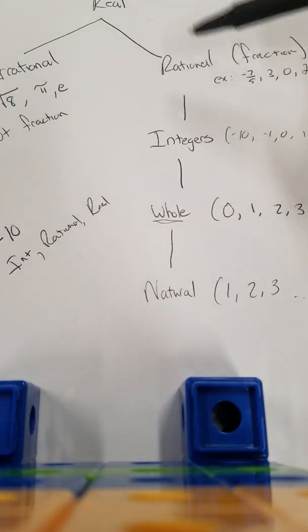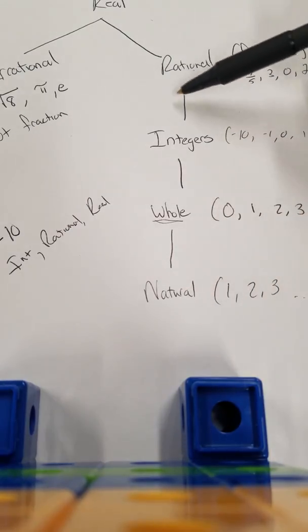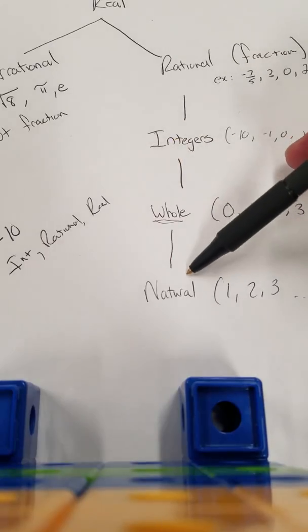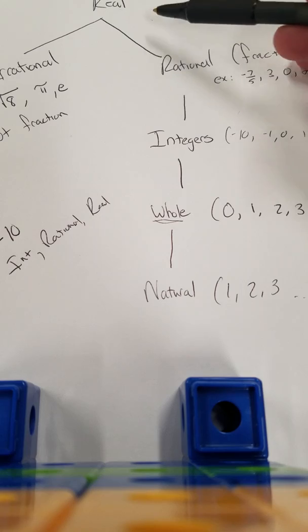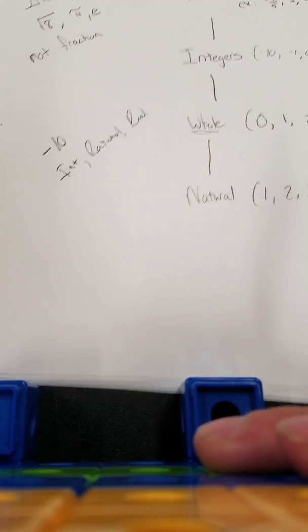So we start here and we go up. We don't go down the chain. We go up the chain. So naturals are parts of wholes. Wholes are part of integers. Integers are part of rationals. Rationals are parts of reals. All right? So that's how it works.